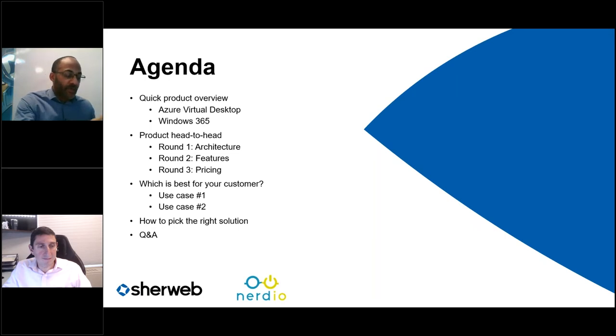And today, with Vadim's help, we're going to explore what is Azure Virtual Desktop, what is Windows 365. Then we'll also take a look at how the products match up against each other. And we're going to do it in a fun style of kind of like boxing. We'll have round one: we're going to take a look at their architecture and see how they stack up side by side. Round two, the different types of features that they have and how they compare. And of course, everybody wants to know about the pricing, so we're going to take a look at that and see how they actually stack up together. We're also going to cover what is going to be best for your customer, and we'll go over a couple of use cases. And of course, we're going to show you guys how to pick the right solution.